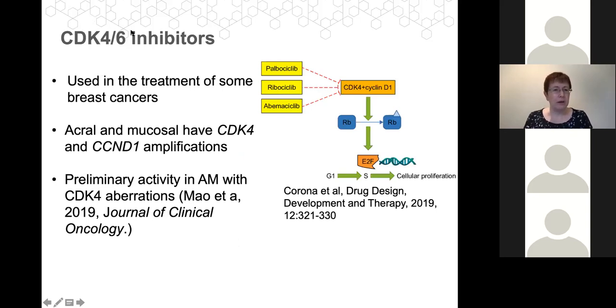Another potential treatment is with CDK4 and 6 inhibitors. So these are used in the treatment of some breast cancers, and these inhibitors target aberrations in the pathway, mostly CDK4 amplifications and CCND1 amplifications. And acrals and mucosals have a high percentage of samples with these amplifications, so they could potentially be responsive to CDK4 inhibitors. And there was a report a couple of years ago with preliminary activity in acral melanoma patients which had CDK4 aberrations in their tumors.